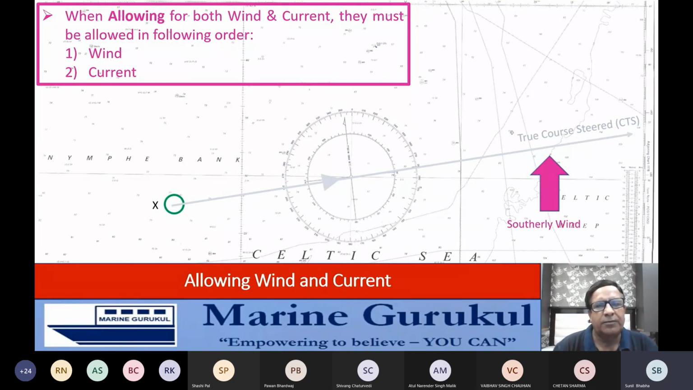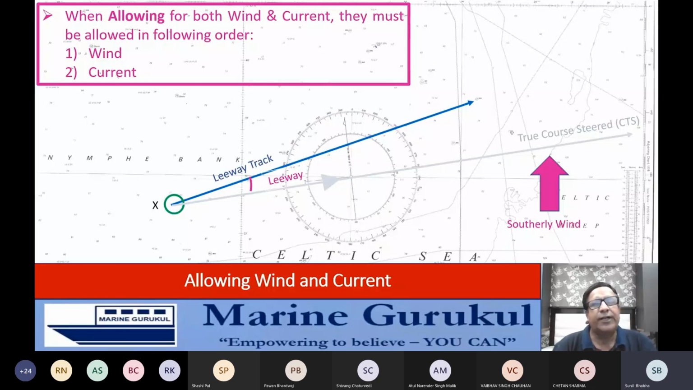And now we allow for wind. When we allow for wind, we know it has to be allowed on the lee side. So we allow wind on the lee side, and what we get is the leeway track or the effective course track. On this track, we cut off engine distance, the mark of engine distance for the interval for which we intend making the vector triangle. So the magnitude of this vector shall be engine distance, and this vector is represented by a single arrow, and we reach point Y. Now we have to allow for current.